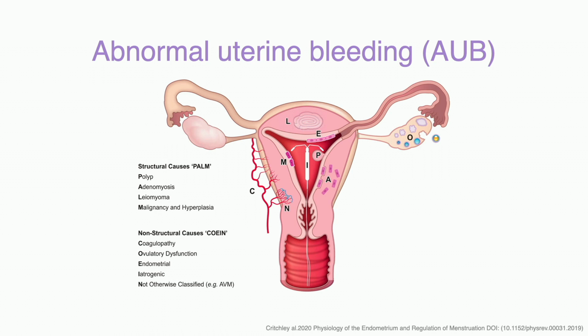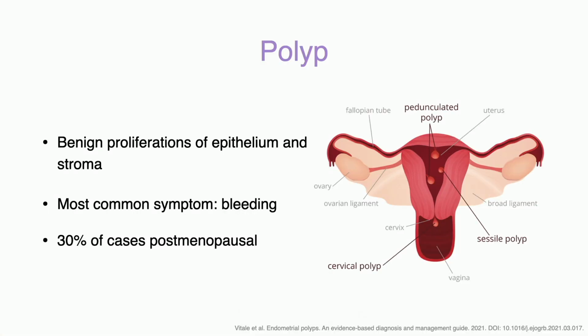The structural causes for abnormal uterine bleeding can be seen on ultrasound. Non-structural causes, as the word implies, cannot be seen on ultrasound. In this mini-course, I want to focus on the most important causes for abnormal uterine bleeding. Let's start with the polyps. Endometrial or cervical polyps are usually benign proliferations of the epithelium and stroma with variable vascular, glandular, fibromuscular, and connective tissue components.